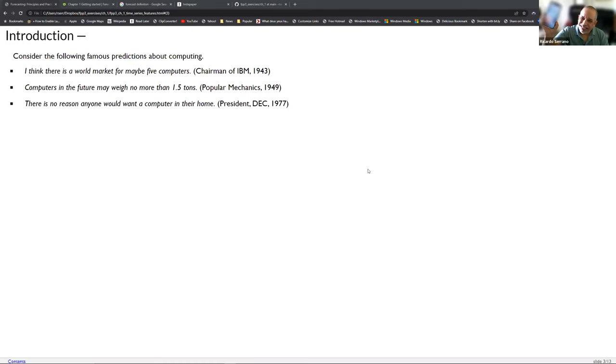Okay, so I don't know if you can see this guy here. This is an iPhone, a computer. And of course, it doesn't weigh more than a couple of ounces, right? So that prediction also went to the dustbin of history.